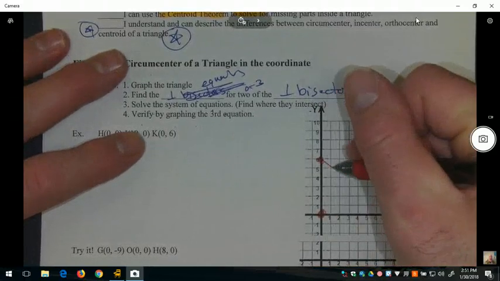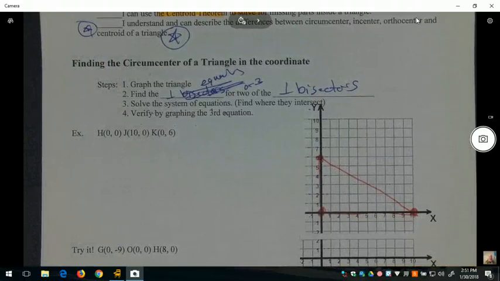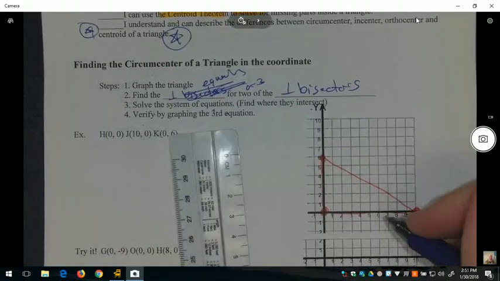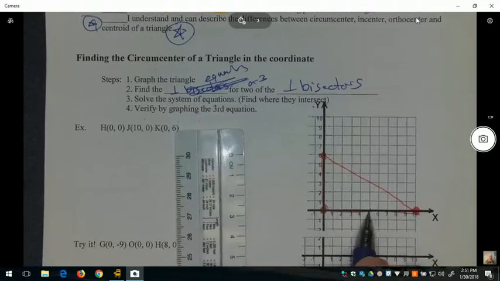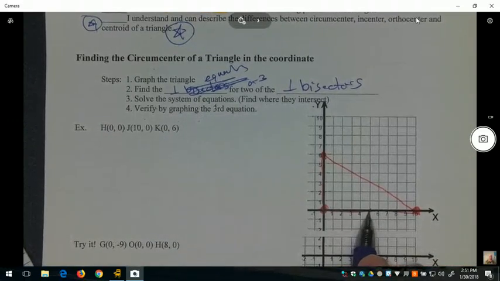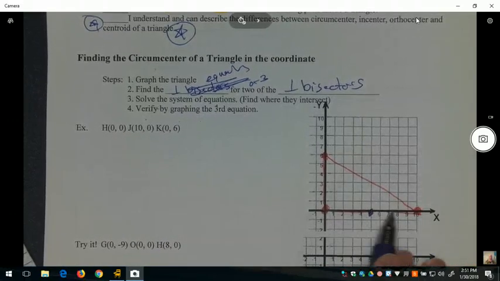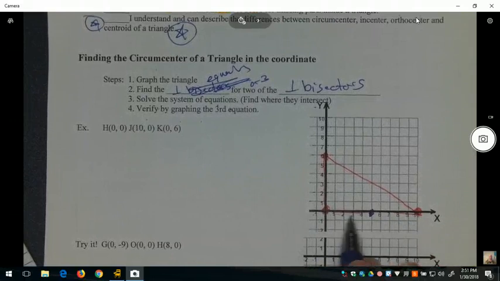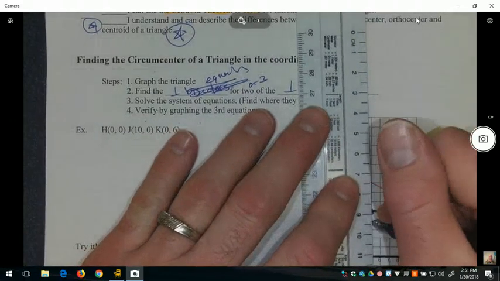So I graph this. I should probably get my ruler out. And lo and behold, I have a right triangle. The right triangle is the easiest one to do. You already know where to anticipate that the circumcenter will be located. Half of 10 is 5, so I would find the midpoint. If I were doing this and it weren't a right triangle, I would find the midpoint of this. I would find the slope of this line. Well, the slope of this is 0. So the perpendicular slope is undefined.